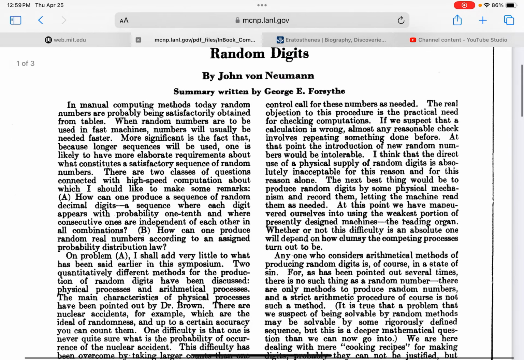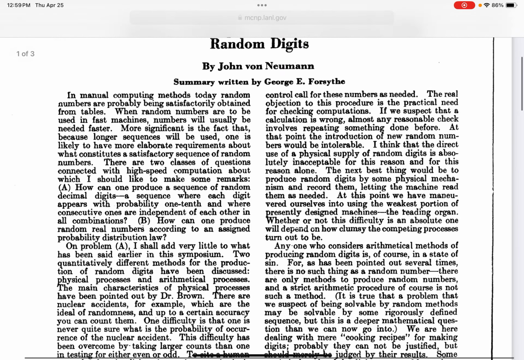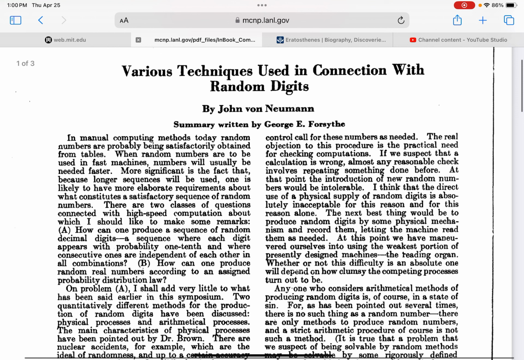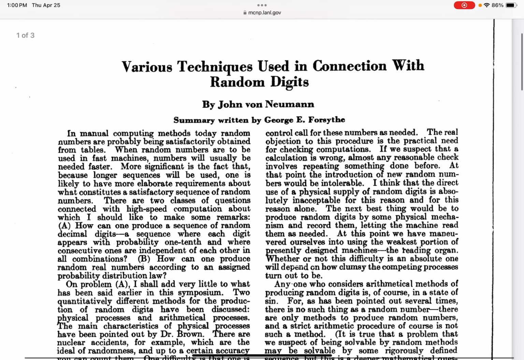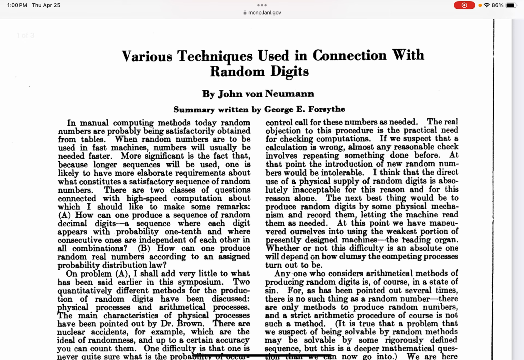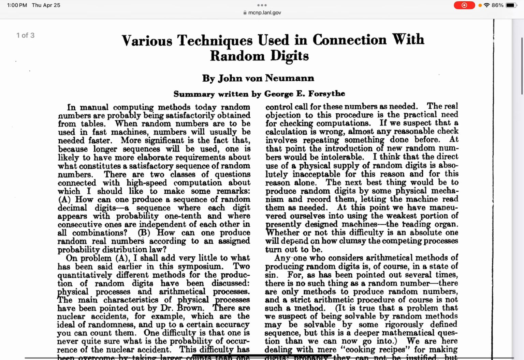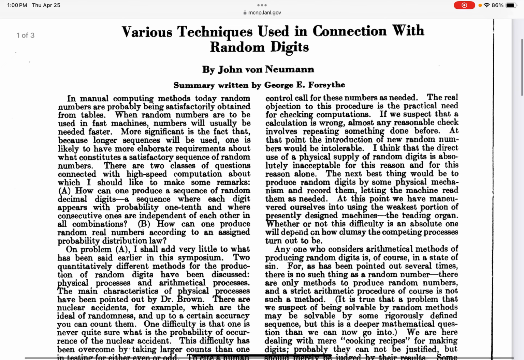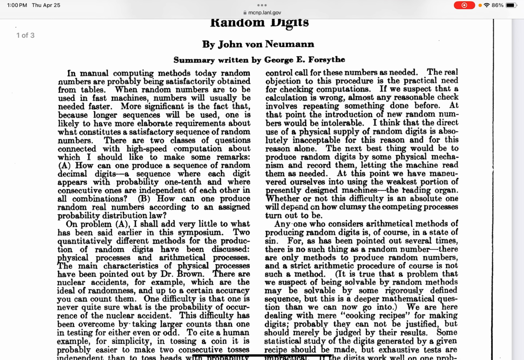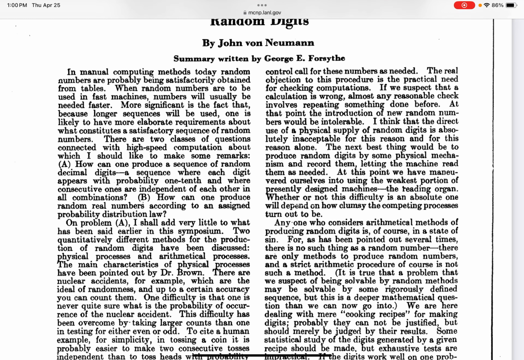He says that we see then that we could build a physical instrument to feed random digits directly into the high-speed computing machine and could have the control call for these numbers as needed. The real objection to this procedure is the practical need for checking computations. If we suspect that a calculation is wrong, almost any reasonable check involves repeating something done before. At that point, the introduction of new random numbers would be intolerable. I think that the direct use of a physical supply of random digits is absolutely unacceptable for this.